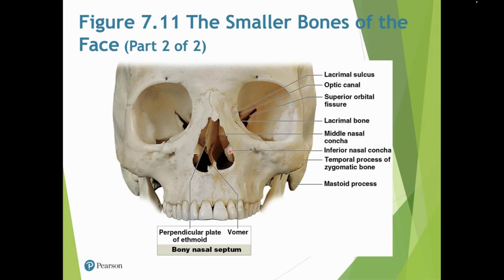And now we already saw the perpendicular plate of the ethmoid bone and the vomer bone. We can now see from this angle a little bit on this zygomatic bone the temporal process of that zygomatic bone. And then from this view, you can also see the mastoid process. If you put your finger right underneath your ear, you can feel this bony projection. That is your mastoid process.